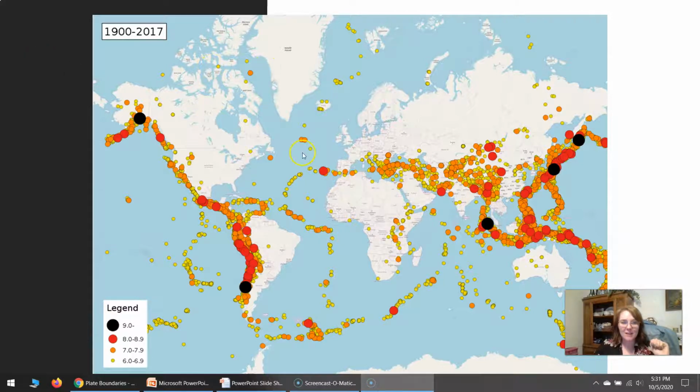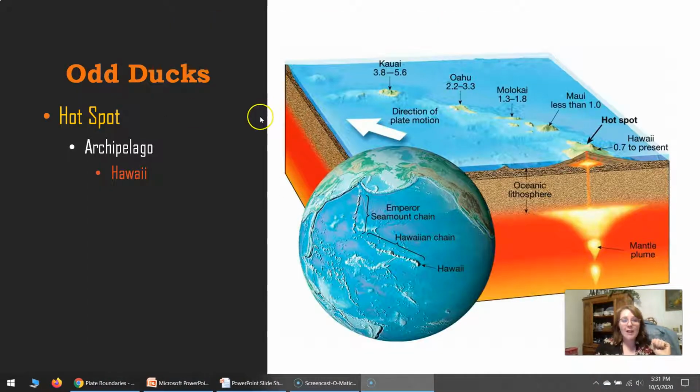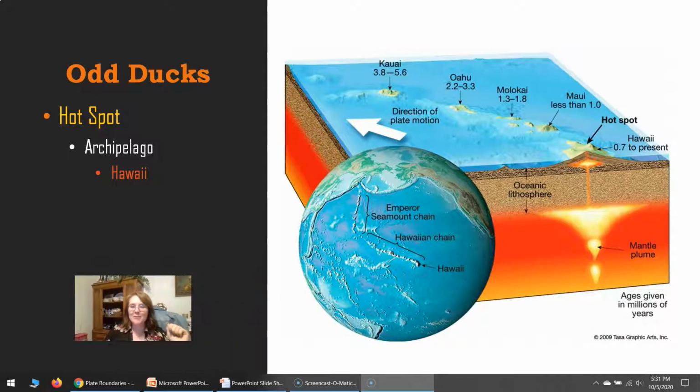because that seems fun. So here's a couple of things that I'm just calling odd ducks. These are weird places, and the reason I'm calling them that is just because they're kind of different.